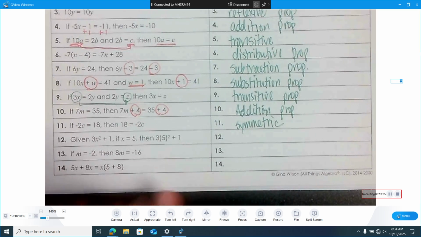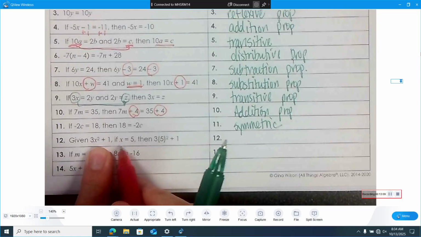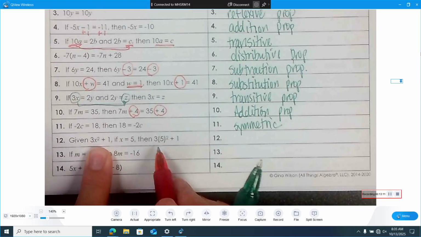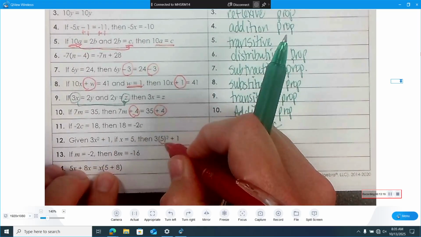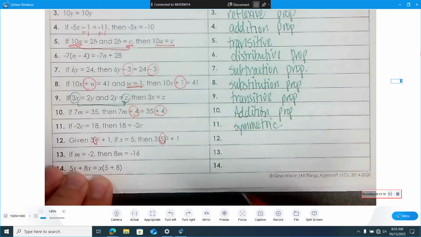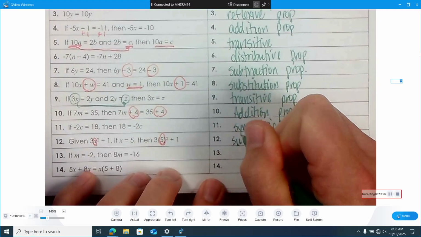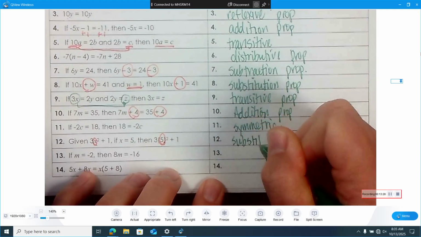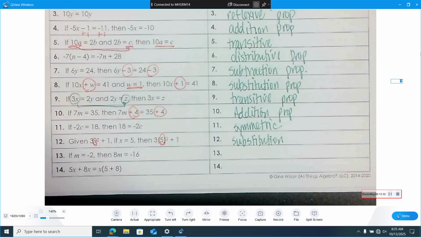12 looks scary. So notice what we started with. They also gave us a value that x is 5, and then what changed in the then portion? They replaced the x with a value. So they took out the x and they plugged in the 5, and that is the substitution. Very good. They took out something and plugged in something, so that's the substitution.